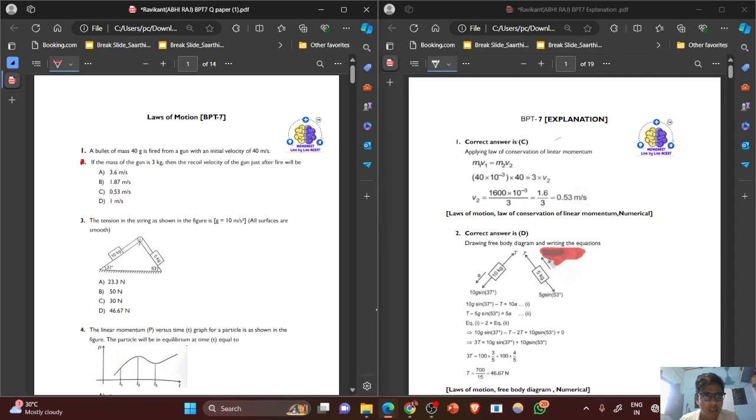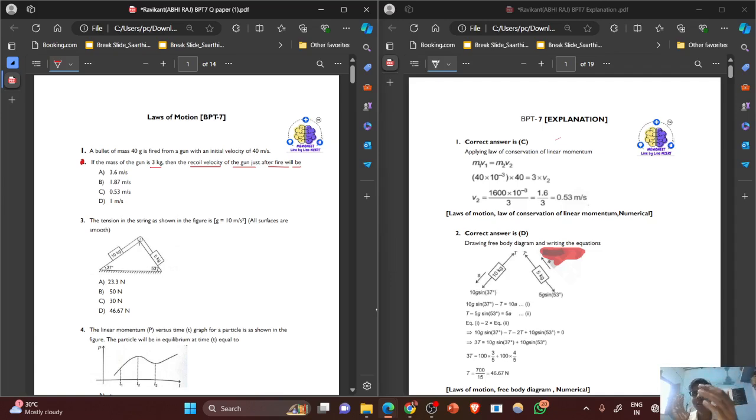First we will read the first question, which is from the laws of motion. A bullet of mass 40 gram is fired from a gun with initial velocity 40 meter per second. If the mass of the gun is 3 kg, then what is the recoil velocity of the gun just after the fire? It is just asking about the recoil velocity. Let's suppose we have a gun, and inside it is a bullet. When you fire it, the bullet goes forward and the gun goes a little bit backward.